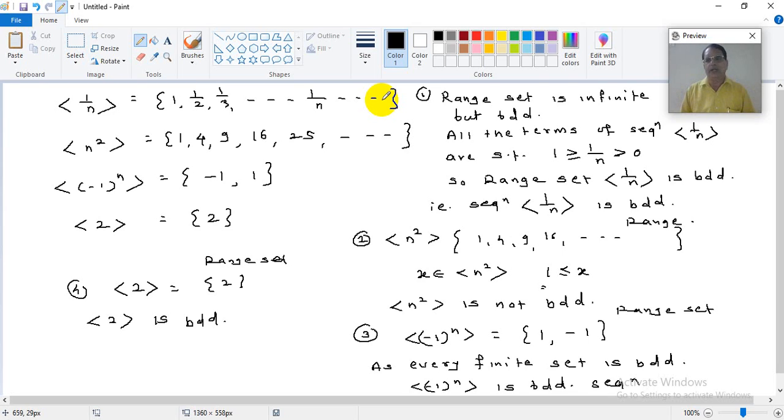Finite sets are bounded, obviously, but that never means that infinite sets are not. Mathematics is a precise science. When you say a finite set is bounded, that much only we are saying. We are not claiming that infinite sets are not bounded.